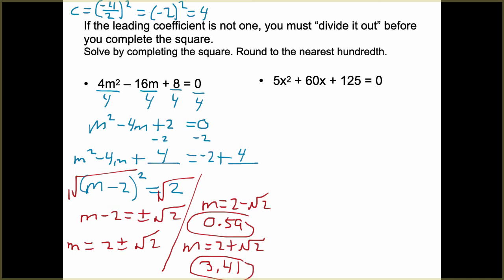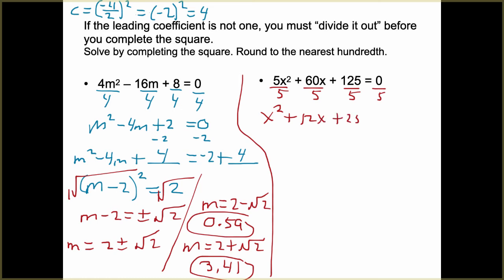For the one on the right, again, we need to divide it out. We can either divide by 5 first, or we can move the 125 first. I'm going to divide out. I divide everything by 5, so that leading coefficient becomes 1. Because we can only use completing the square when the leading coefficient is 1. When we divide by 5, we get x squared plus 12x plus 25 equals 0.